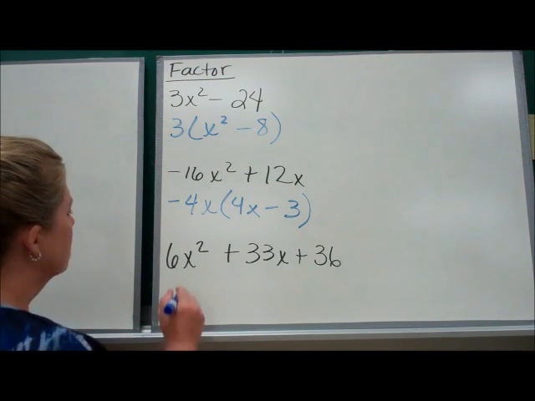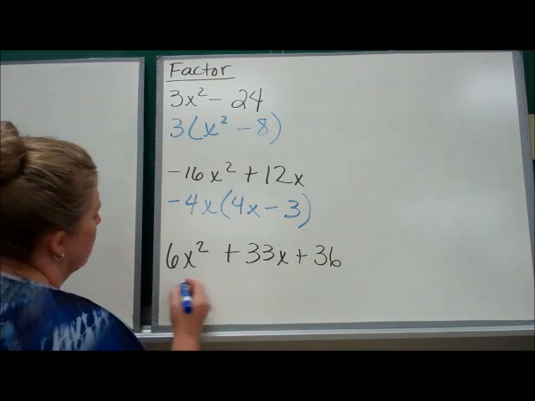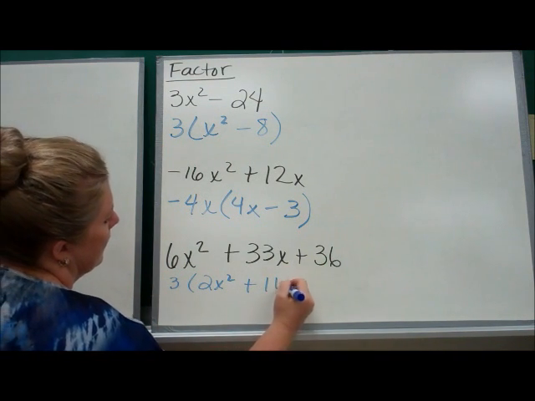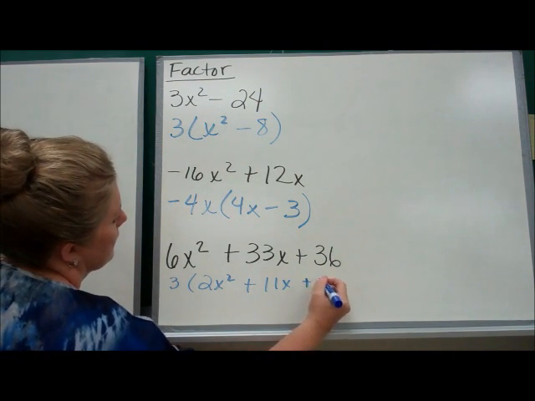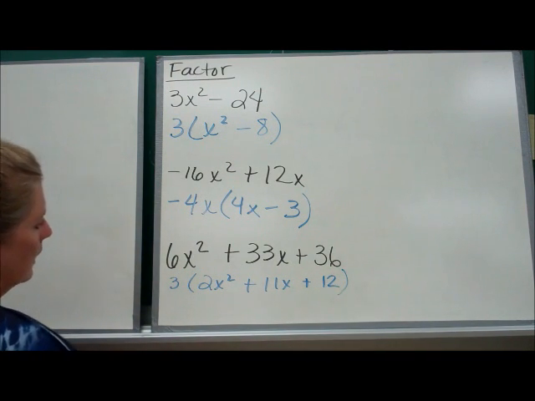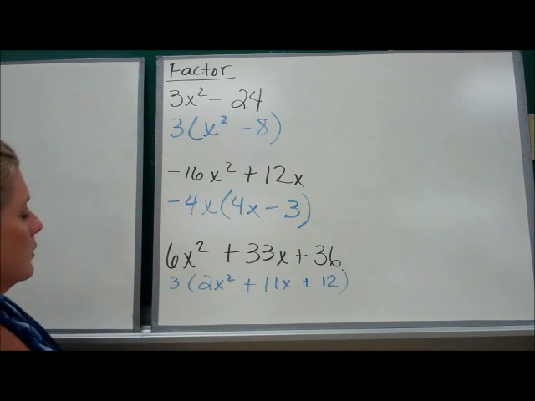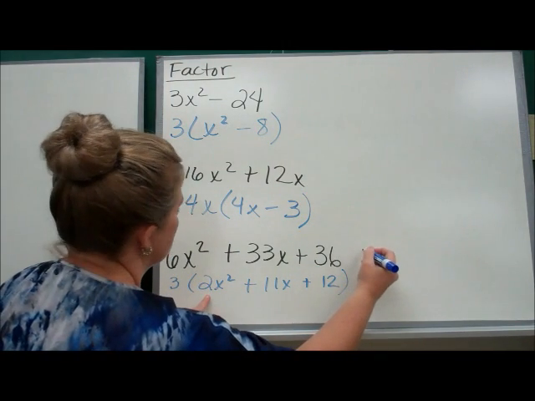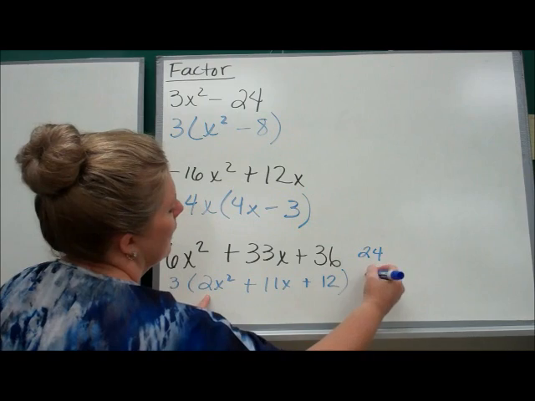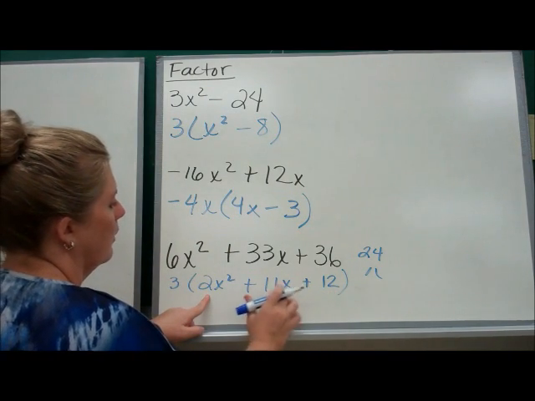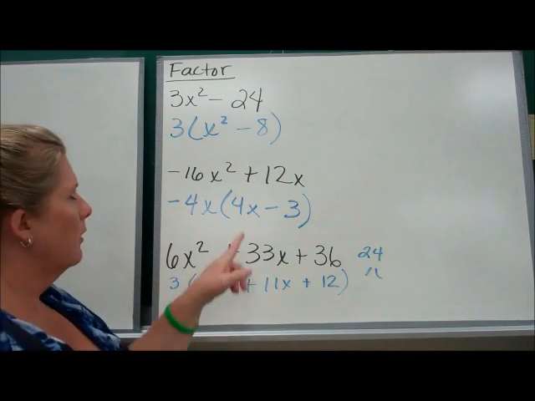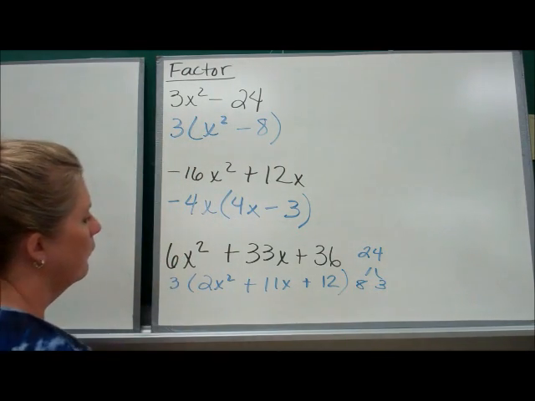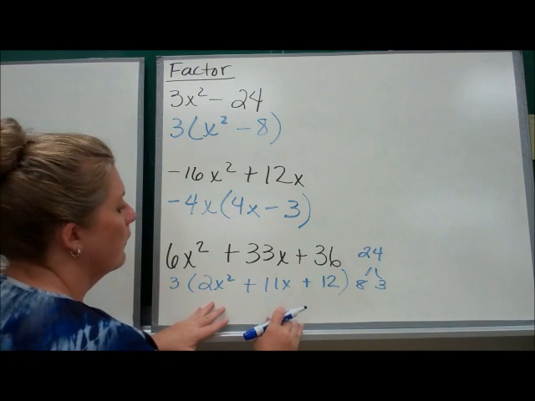Next one, let's factor out 3. We've got 2x squared plus 11x plus 12. Okay. Now let's see if that will factor anymore. Multiply the first and the last terms. 2 times 12 is 24. What are the factors of 24 that'll add to 11? Oh yeah, we just saw it right here, 8 and 3. So yes, this will factor. So let's continue with our factoring.